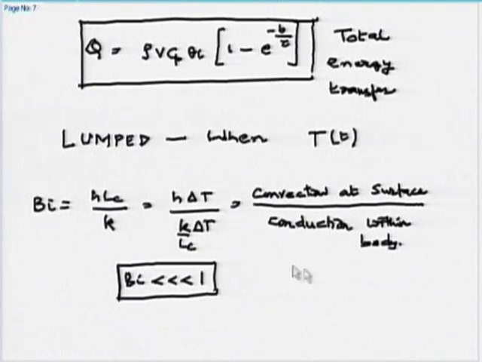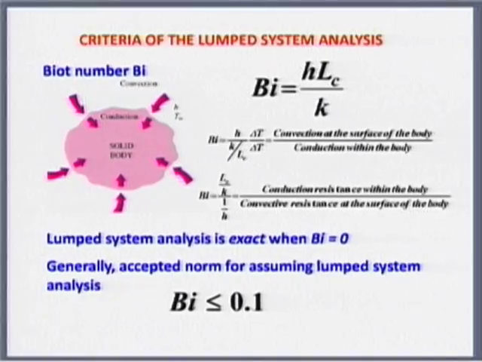That means there should not be any conduction within the body. So, there should be convection dominant, sorry. See, what we are saying is, I got into trouble because I tried to interpret in a little different manner. Let me rewrite Biot number as Lc by k upon 1 by h. That is, conduction resistance within the body upon convective resistance at the surface of the body.